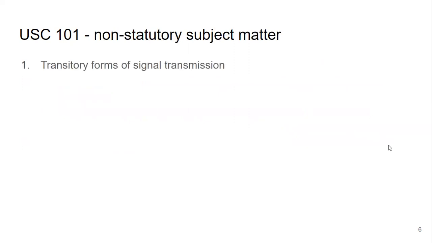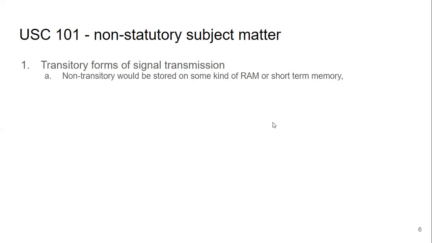So one of those is going to be a transitory form of signal transmission. I'm not extremely familiar with this field, so this is based on the examples given in the MPEP. This is my understanding: a non-transitory form would be one that is stored on some kind of RAM or short-term memory.